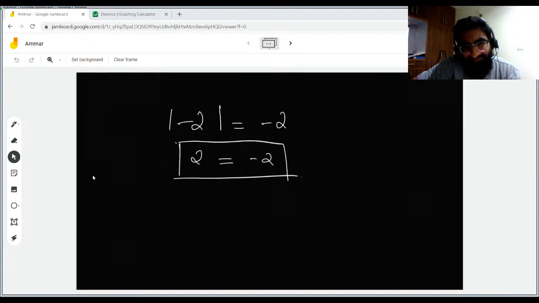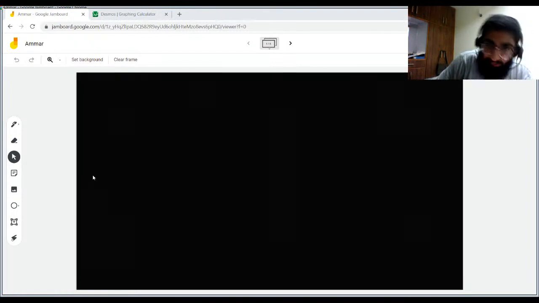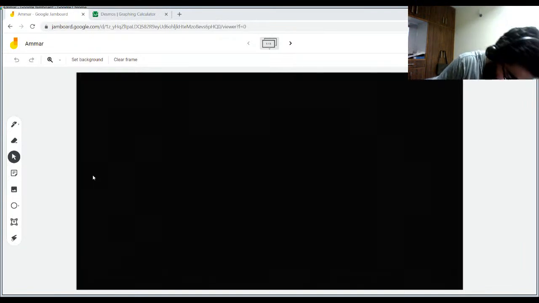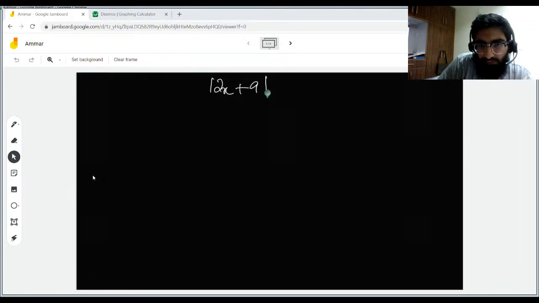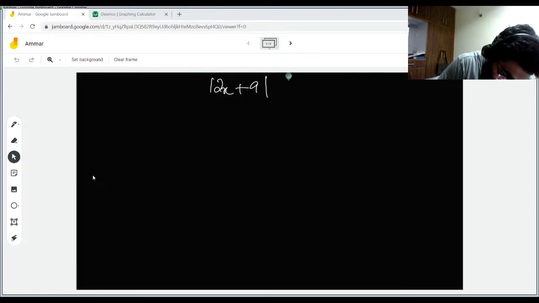To solve the inequality, 2x plus 9. Can you write it, please? Sure. Inequality, we have got mod 2x plus 9 is less than 14 minus x.